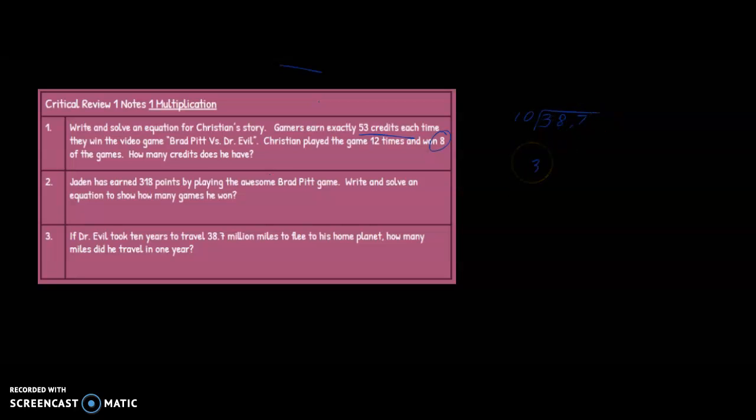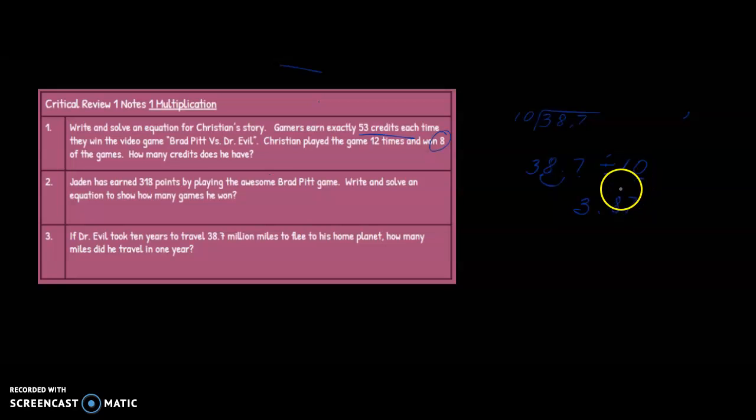So I'm going to rewrite it as 38.7 divided by 10. That means that I'm going to take this 38.7 and move the decimal place. There's 1 zero in the number I'm dividing by, right? There's 1 zero in 10 right there. So I'm going to move my decimal point 1 place. And I'm moving it to the left because I'm dividing. So my answer would be 3.87.